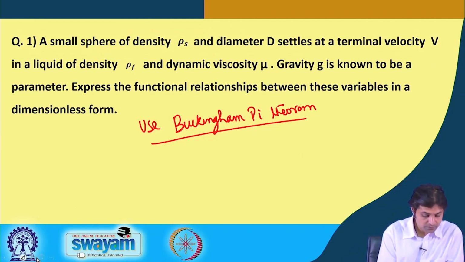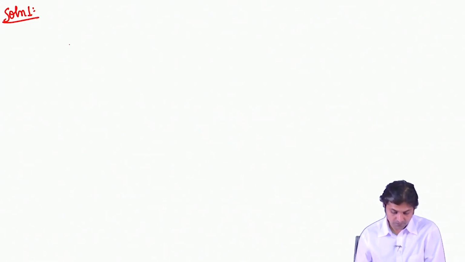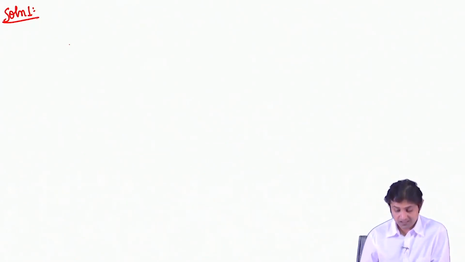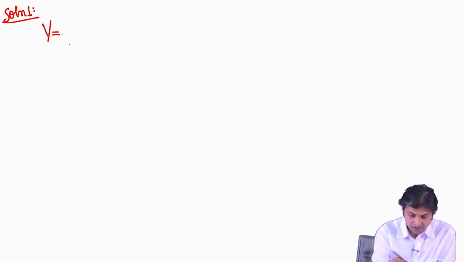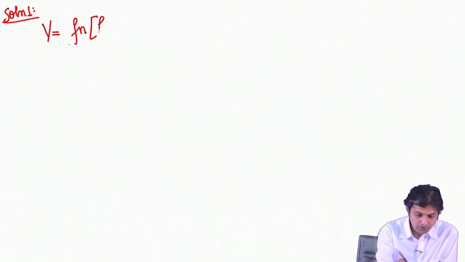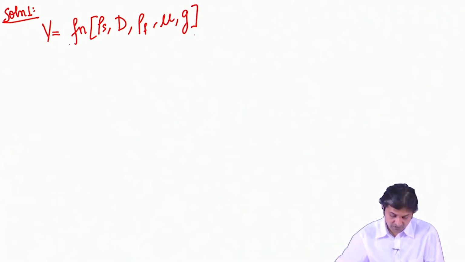All right. So, like the problem last time, everything is given. The terminal velocity V is a function of rho s, d, rho f, mu and g. See if we have missed any variable. It says a small sphere of density rho s and diameter d settles at a terminal velocity V in a liquid of density rho f, dynamic viscosity mu, and g.